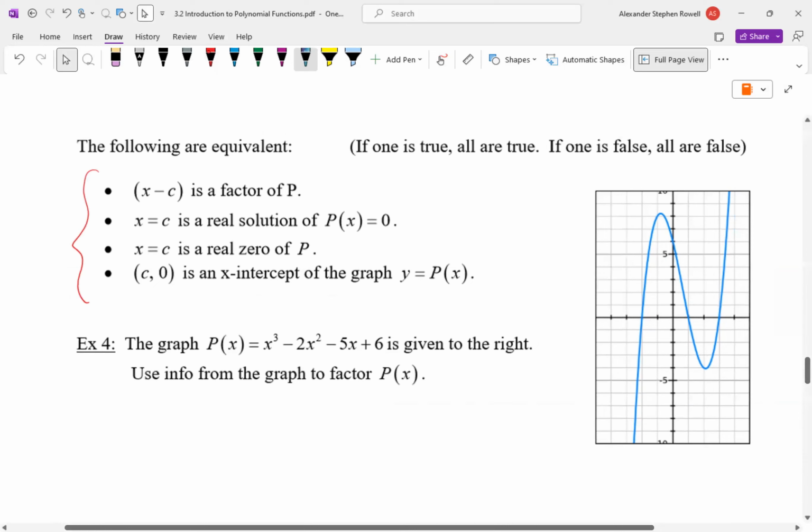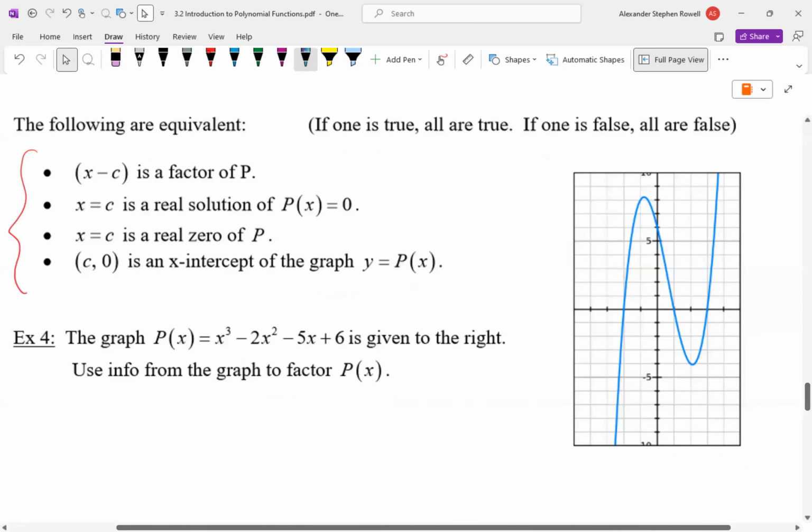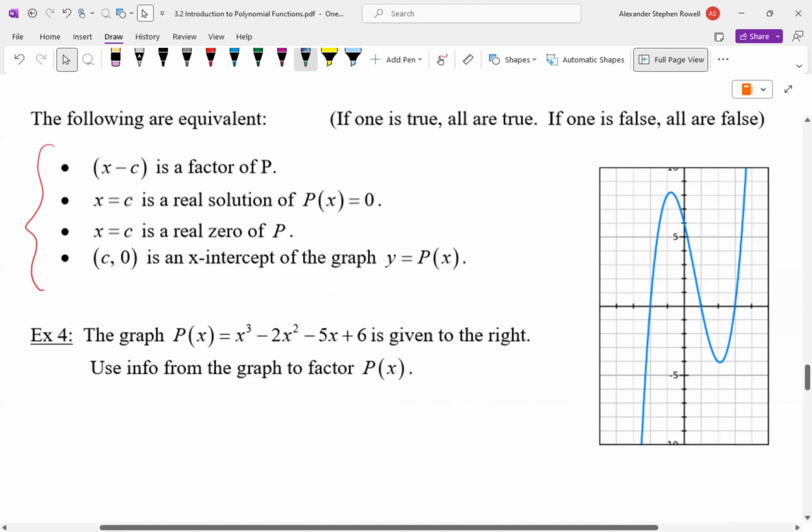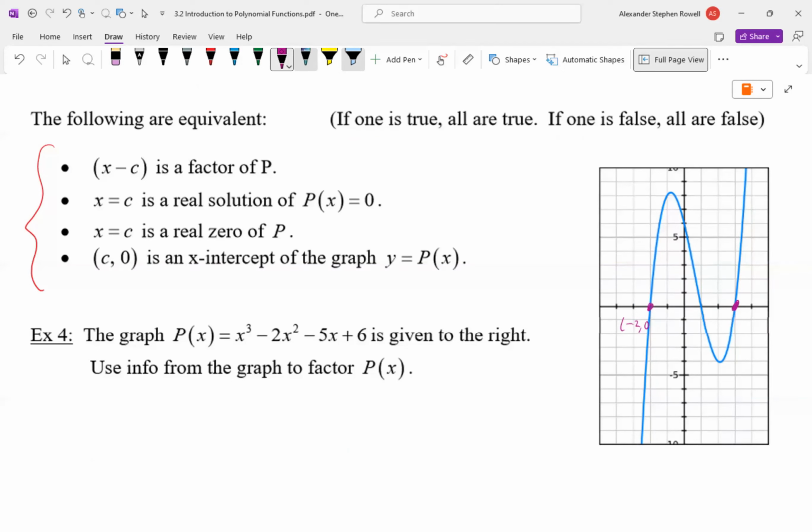Example 4 will be the first example. So I have a graph here. What are my intercepts? Actually, what are my x-intercepts? -2, 0, 1, 0, 3, 0. So this is the fourth example here. These are my intercepts. So what are my c values? C1 is equal to -2, C2 is equal to 1, and C3 is equal to 3. Okay, so these are my zeros. X equals -2, 1, and 3.